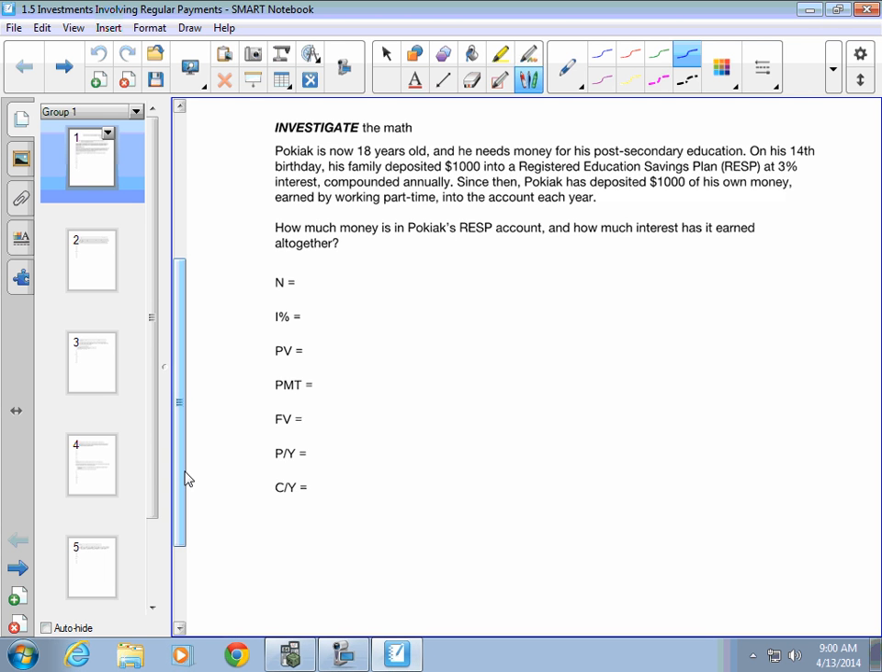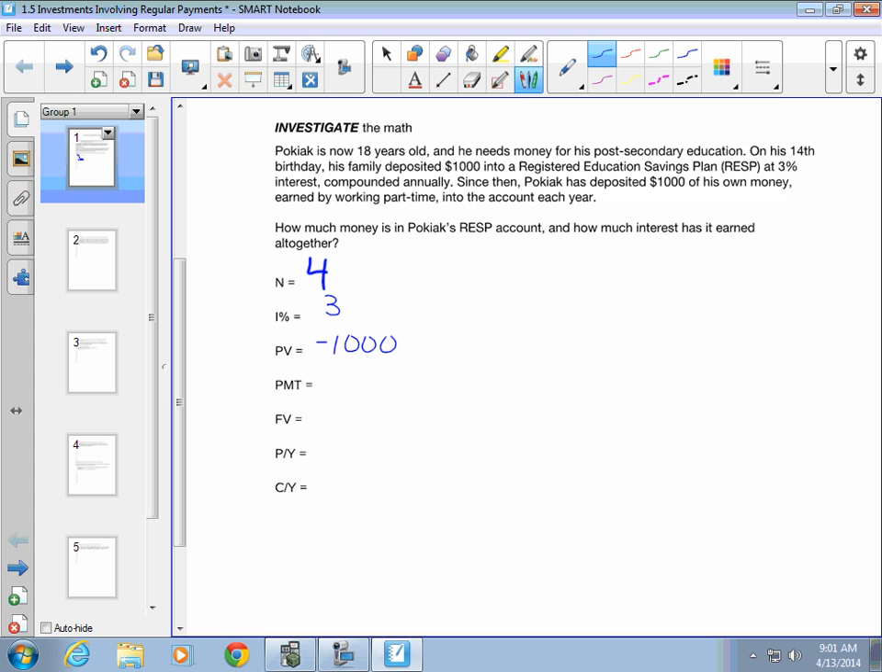If you think about this, the number of years he has, from 14 to 18, is 4 years. We know that the interest he is earning every time is 3%. Present value, well, he puts in that $1,000.